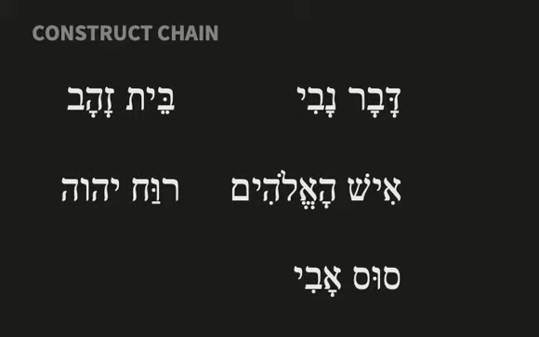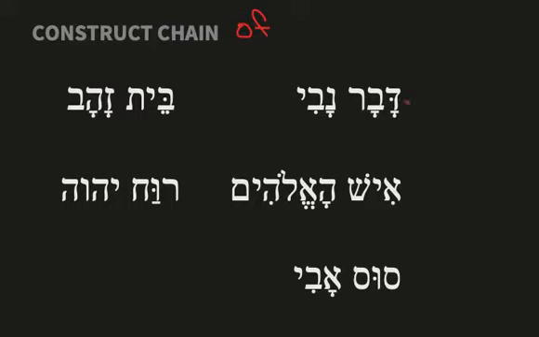But there is also what we call the construct state, which is when two or more nouns are closely joined in order to express a unified idea. In English, we will often translate this with the word "of." The primary use of the construct is to communicate possession.